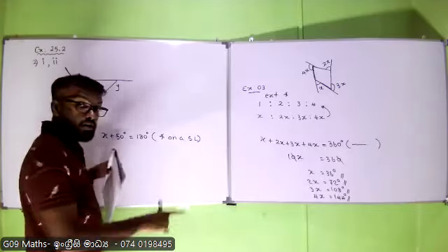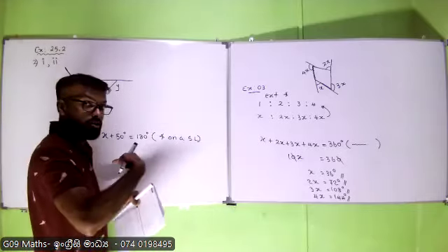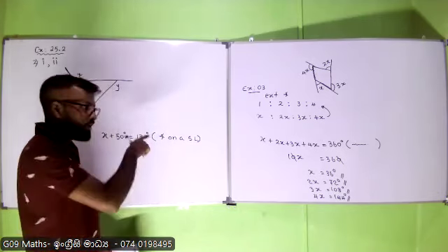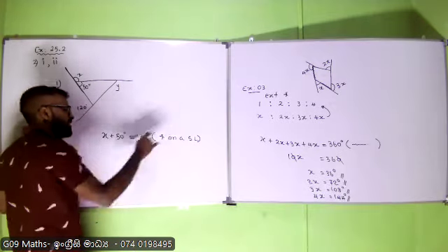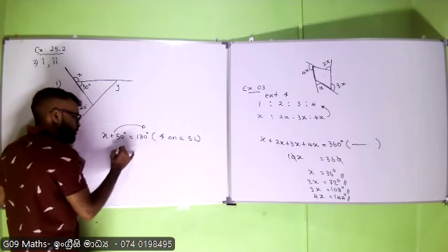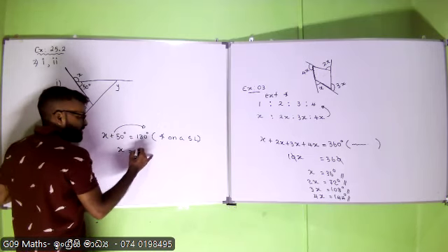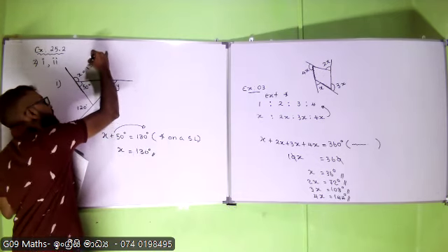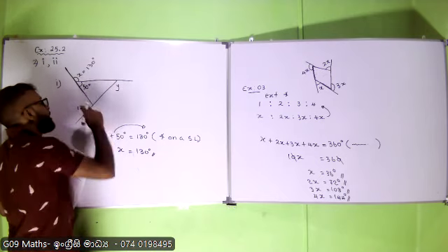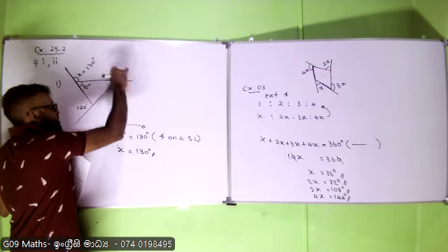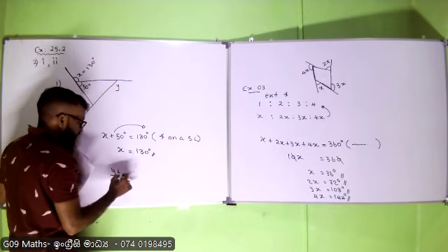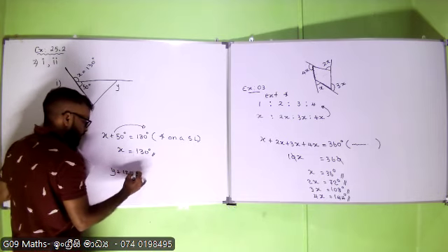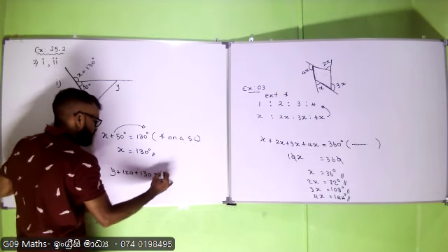You cannot write SL, you have to write a straight line. Take this 50 to this side and you can find x equals 130 degrees. Mark it here so that you can get more insight. 120, 130, y, exterior angles. So you have to find y. Then add 120 plus 130.